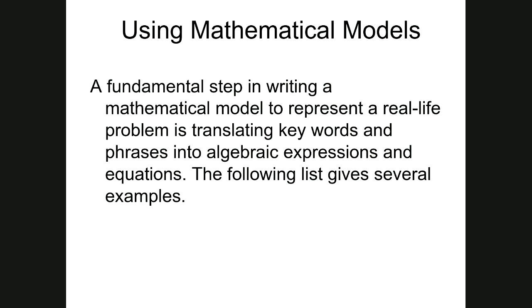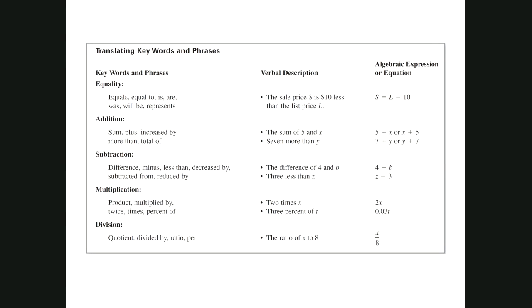Okay, so here are some keywords that we look for. For example, equality: equal. So if you're looking for an equal sign: equals, equal to, is, are, was, will be, represents. All of these words are keywords to represent an equal sign. So in this one, it says the sale price is. Oh, so I'm thinking that is an equal sign, right? The sale price S is $10 less than the list price. Oh, so here's my equation.